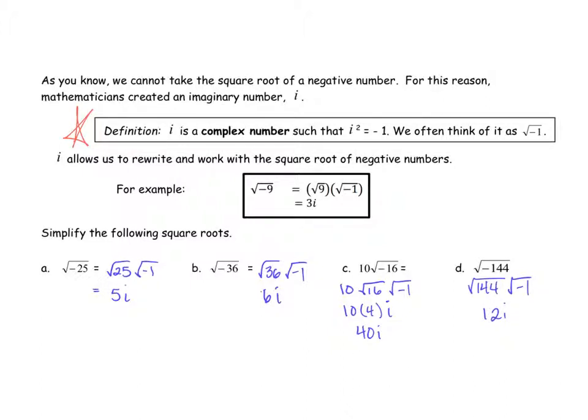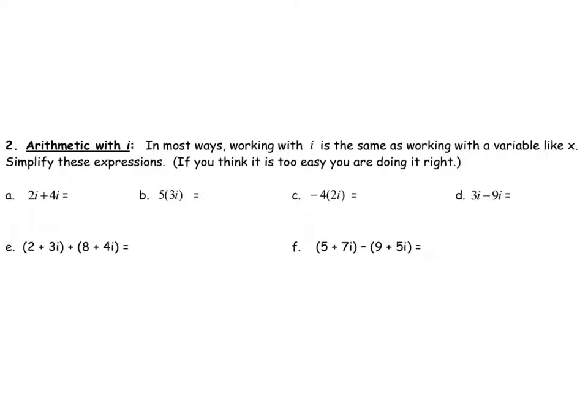So basically, what this brings up is that when we're working with i, we treat it very much like we would a variable until we end up squaring it, and then we need to replace it with -1. So if we look at some of this arithmetic with it, 2i plus 4i, just like 2x plus 4x, is going to be 6i. 5 times 3i is just going to be 15i. -4 times 2i is going to be -8i. 3i minus 9i is -6i.